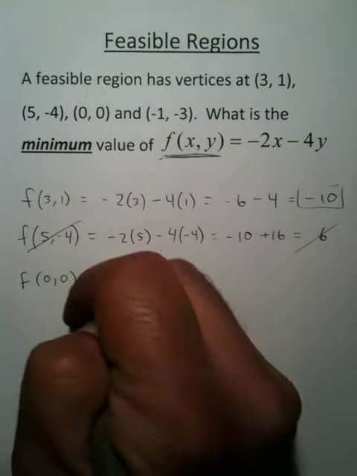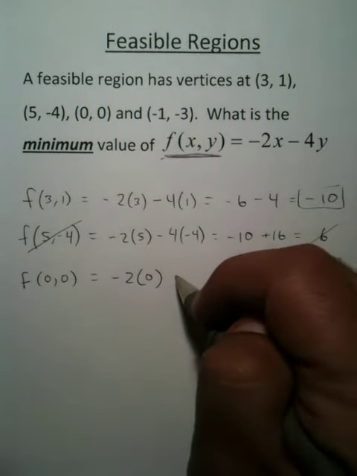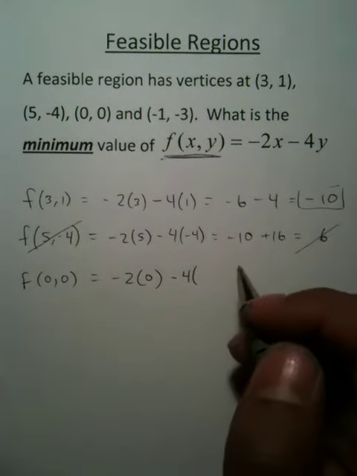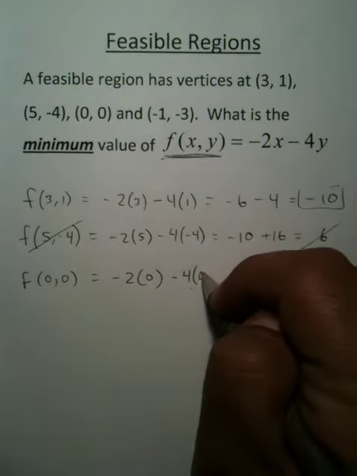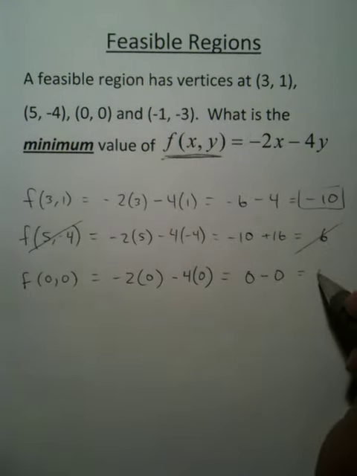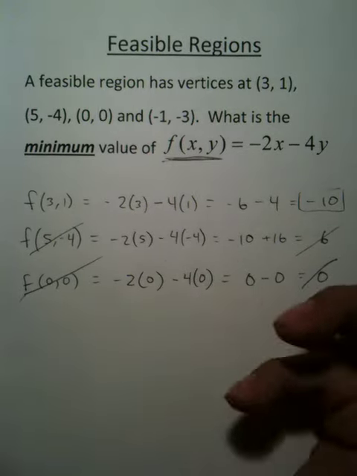0, 0. A lot of students will make assumptions. They'll say, oh, 0, 0 has to be the smallest. Well, it's based on the equation that's generated by your feasible region. So don't jump to any conclusions. 0 minus 0 is just 0. Again, negative 10 is smaller than 0, so that shouldn't be our answer either.